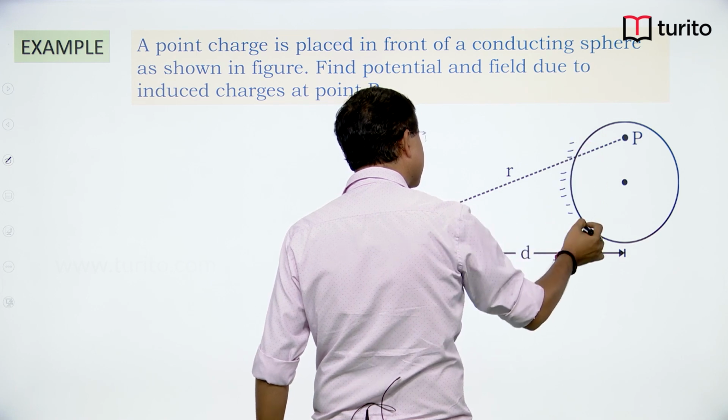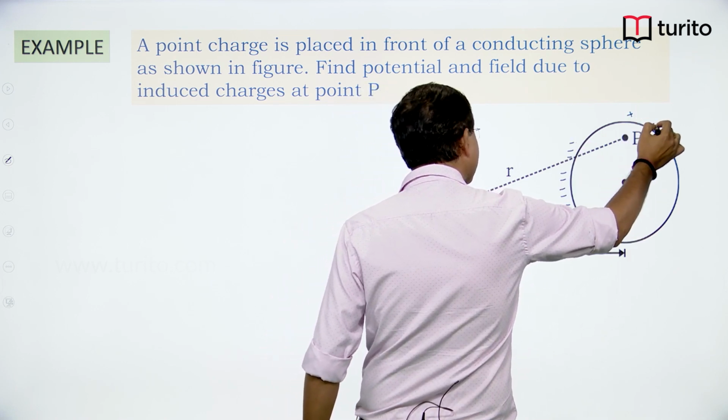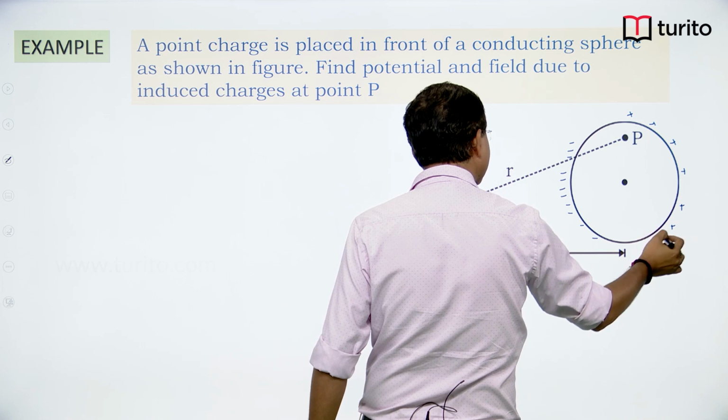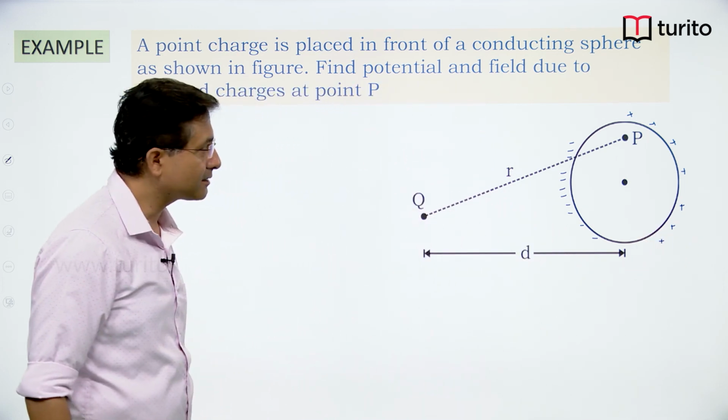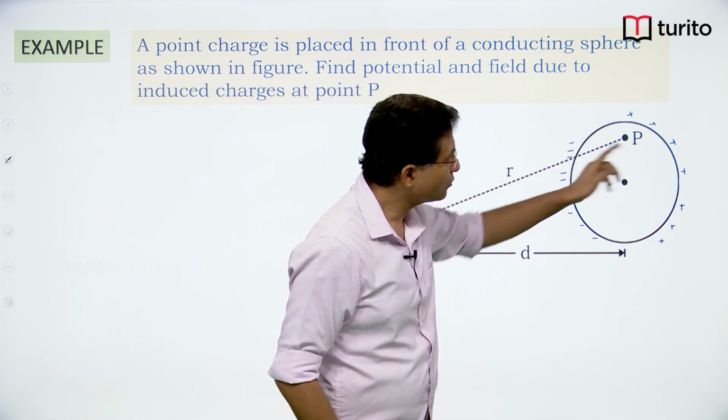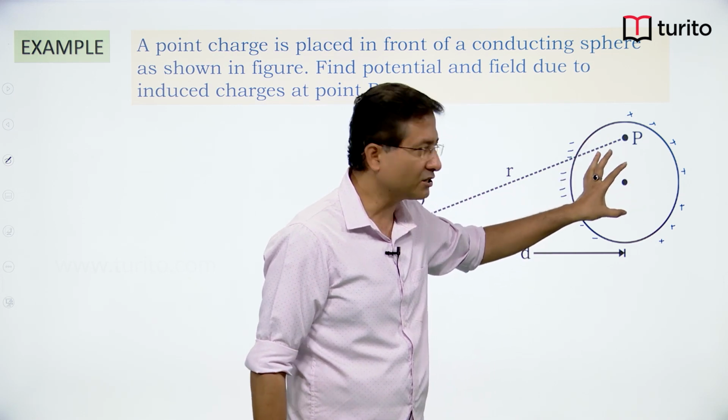It will be something like this, right. So, I am drawing an approximate diagram. The distribution will be something like this. No charge was given to this one. So, whatever is appearing, that is induced charge, right.